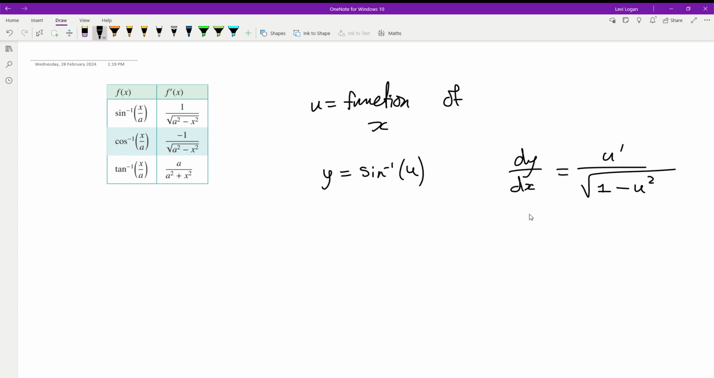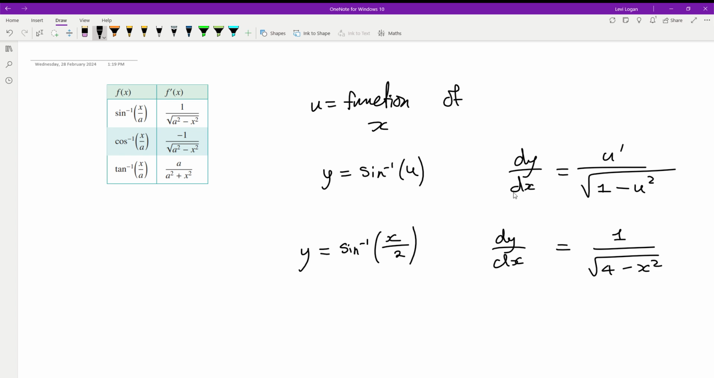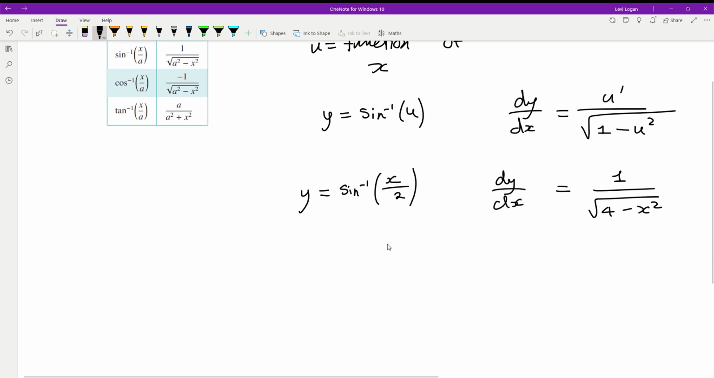So let's just do an example. It also works for the other example, so let's go y equals sine inverse of x on 2. Now we know the result, we know dy dx should be 1 on the square root of 4 minus x squared, okay? But we can show it also using this rule here. So let u equal x on 2, okay? So that means u dash is going to be a half, okay?